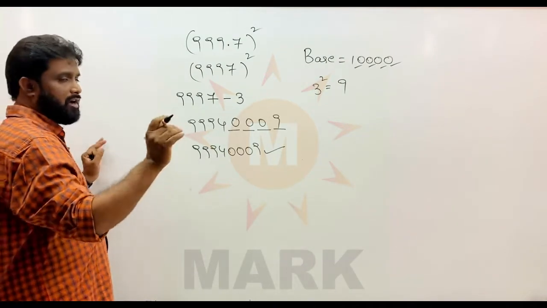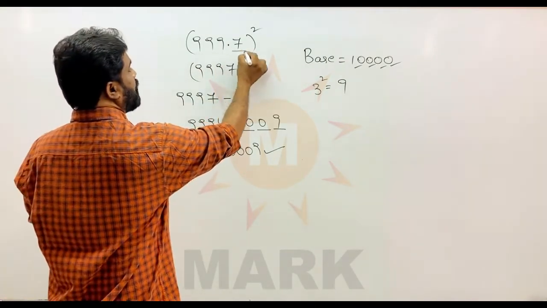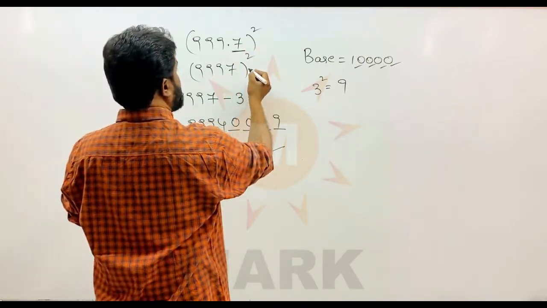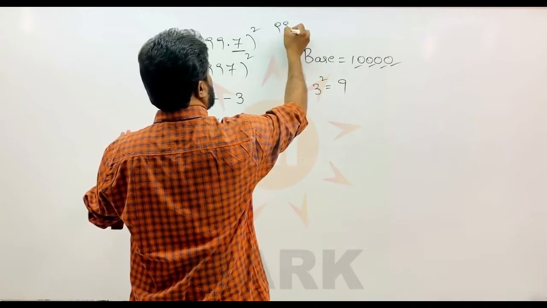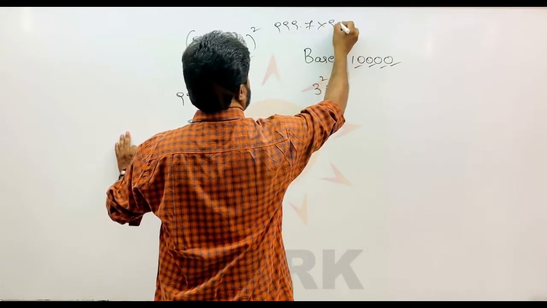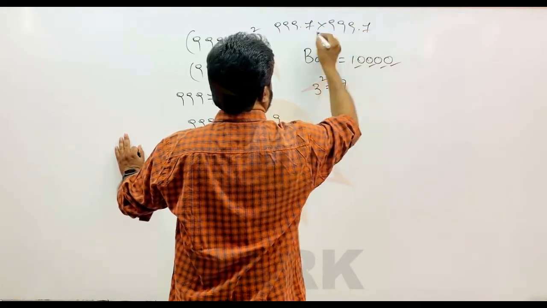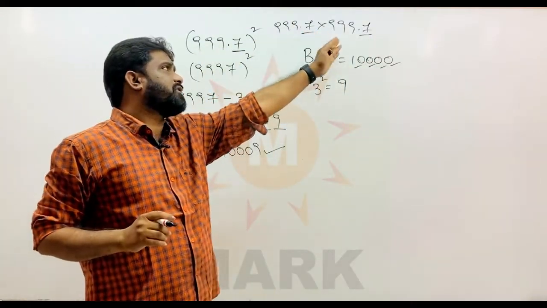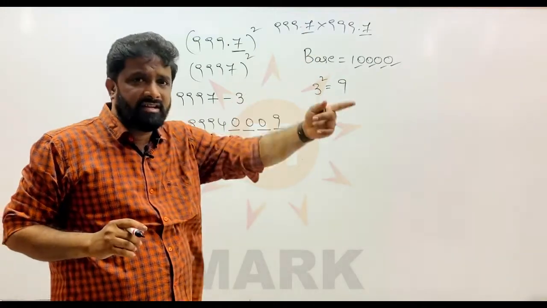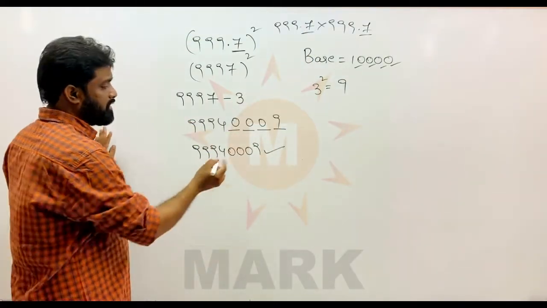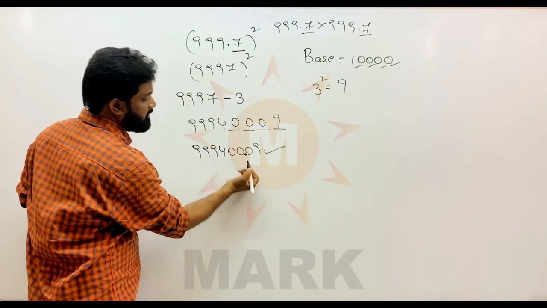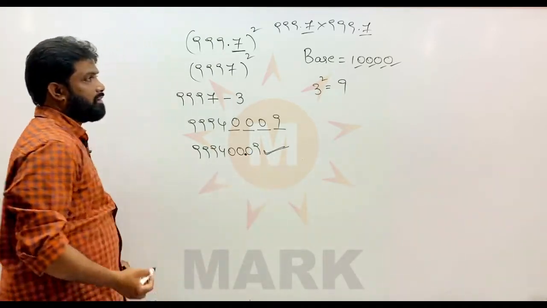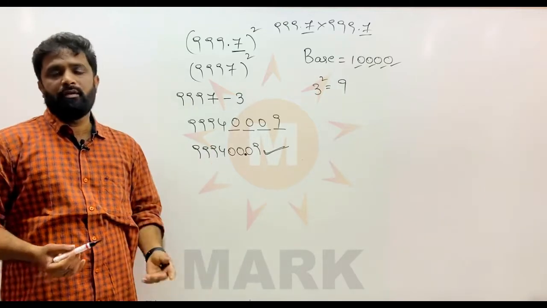If there are points, I forgot, I am sorry. Points means here 999.7 into 999.7. After the point you get 1 digit here, and after the point you get 1 digit here. That means in the answer, after the point, you should get 2 digits. So the point will come here. This is the answer for this question. So in the exam, this is how we apply this concept.